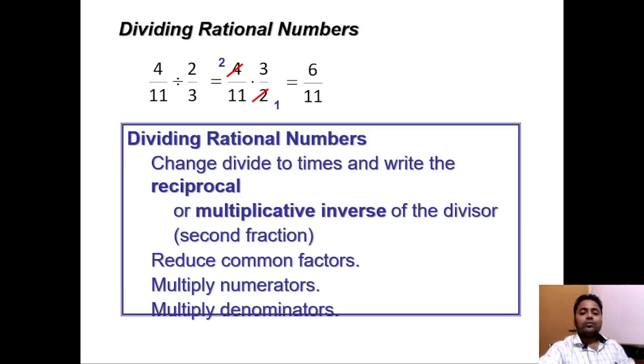So what we observed, first of all, change divide to times and write the reciprocal or multiplicative inverse of the divisor, the second fraction. Then reduce common factors, multiply numerators and then multiply denominators.